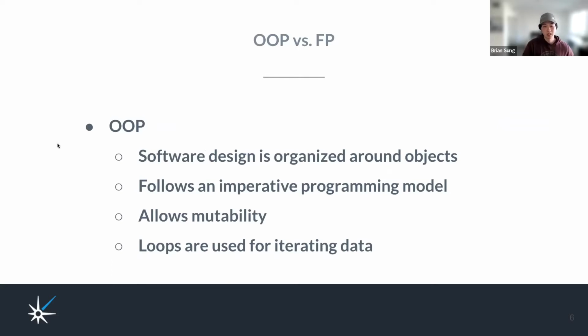So going over OOP, as I mentioned, software design is organized around objects. It follows an imperative programming model. It allows for mutability, so you can change variable data, stuff like that. And also loops are used for iterating data, right? We have the for loops where you initialize the index to 0, and then if it's less than the list length or whatever, we've all seen for loops before. Or at least I hope. And if not, then no pressure.